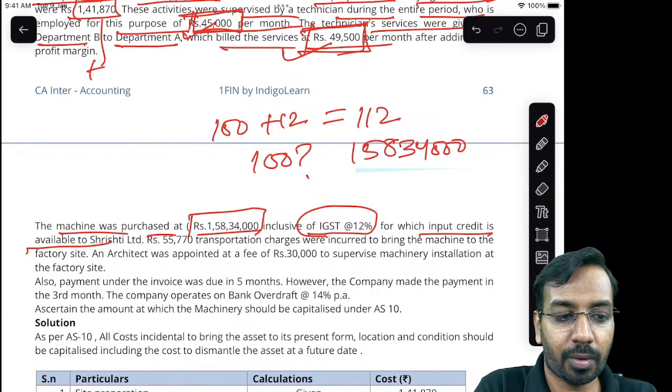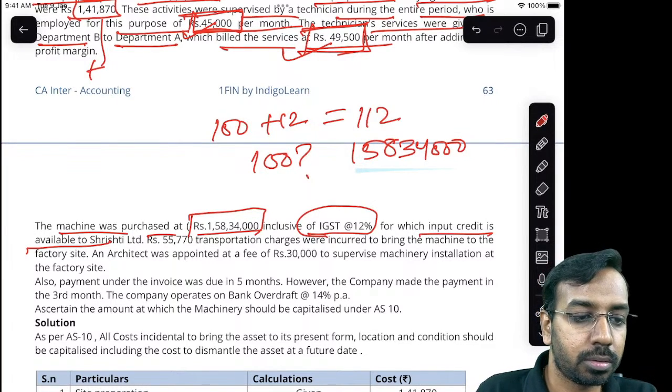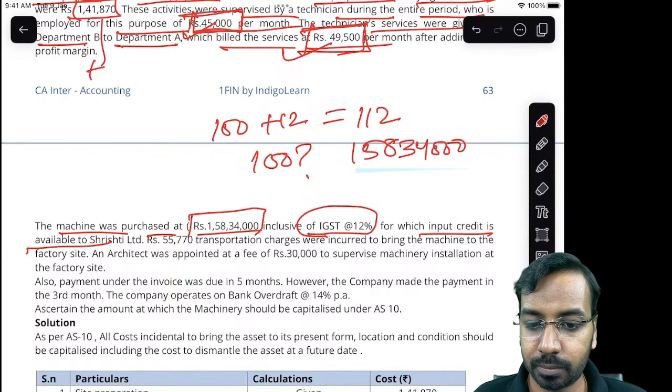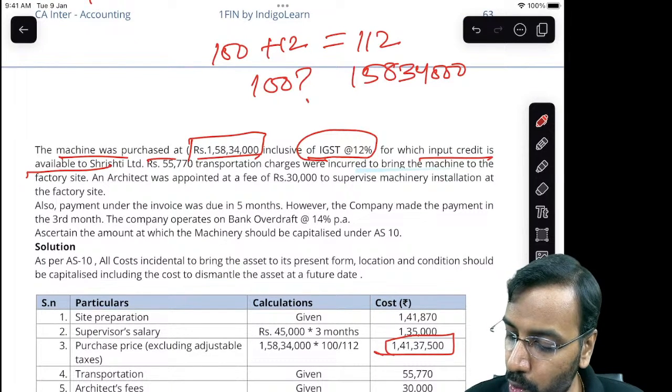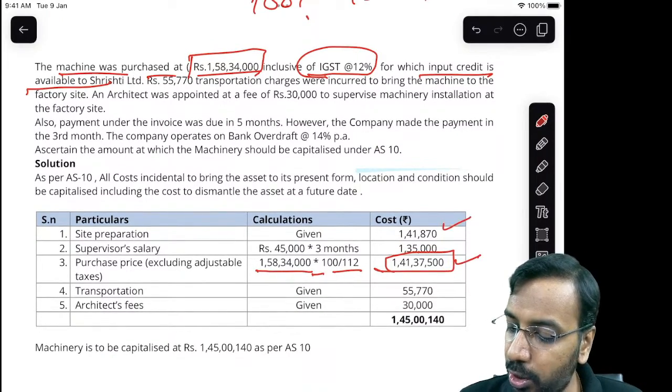158,34,000 divided by 112 into 100. You get 1,41,375,000. So 158,34,000 divided by 112 into 100. This is the cost. Site preparation included.